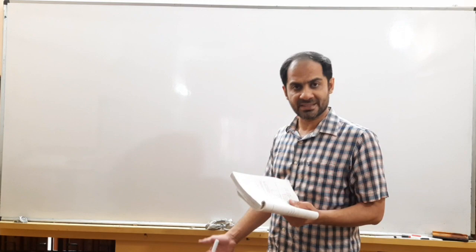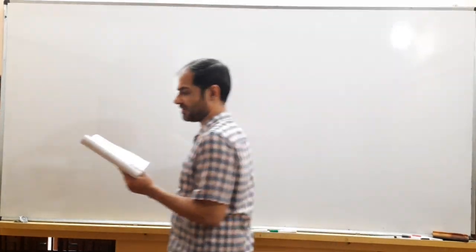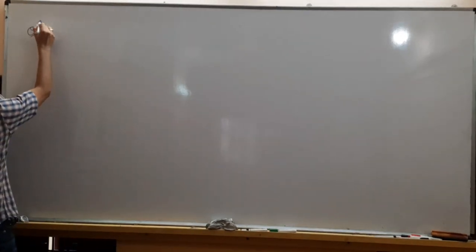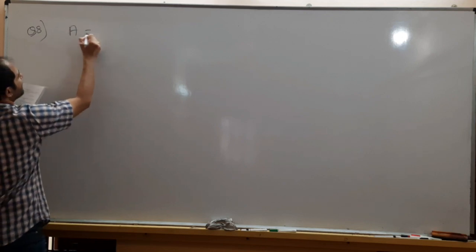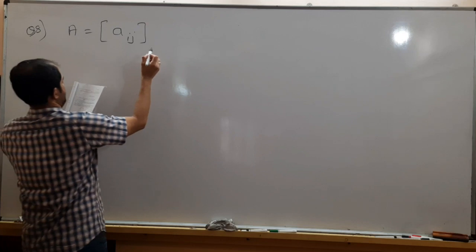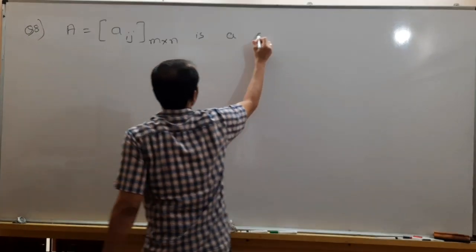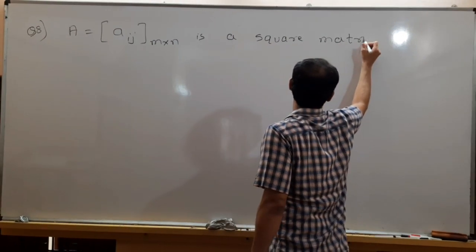First of all, I will solve the 3 MCQs which are question numbers 8, 9, 10. They are relatively very easy, so we can finish them very fast. Question number 8 of exercise 4.1. Question is: A is equal to Aij, m cross n, is a square matrix if dash is a square matrix.